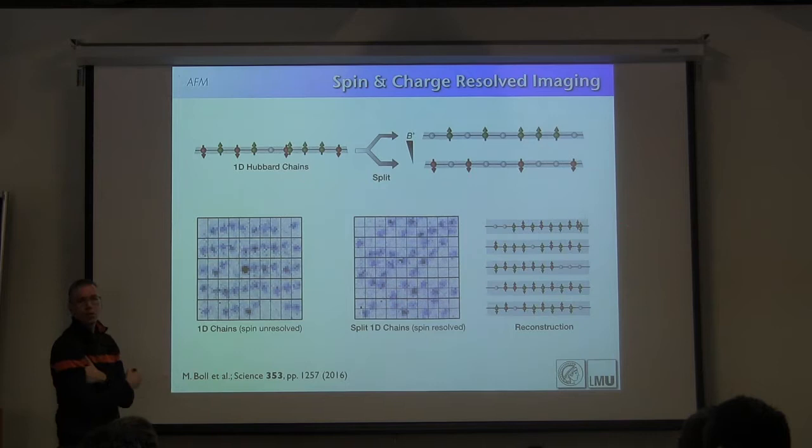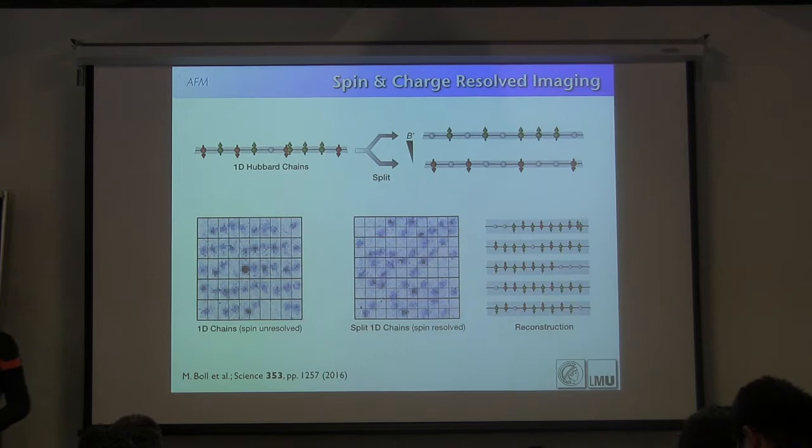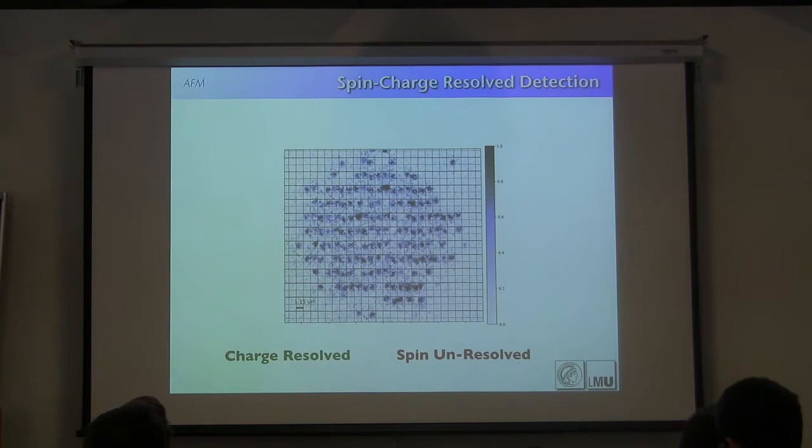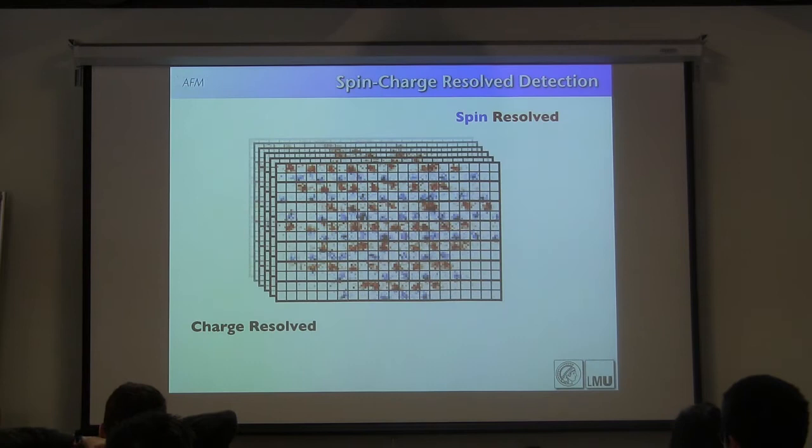And that's like, for the theorists among you, having a quantum Monte Carlo snapshot of your calculation. But of course, this is not a calculation, this is a real thing. Let me just show you the two final images of this. This would be the 2D system without seeing the spin. Charge is resolved, we see 0, 1, and 2, but spin is not resolved. And now we do the spin resolved detection, and now you see everything.